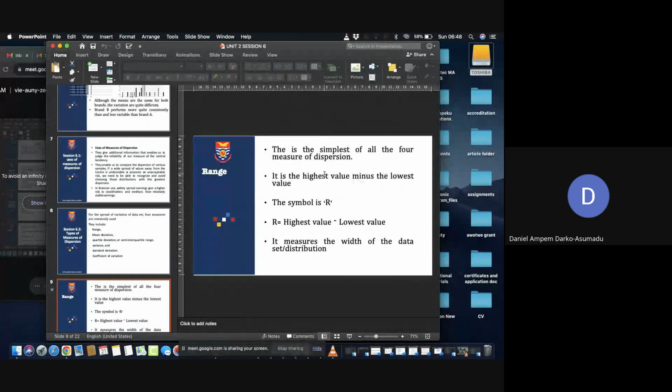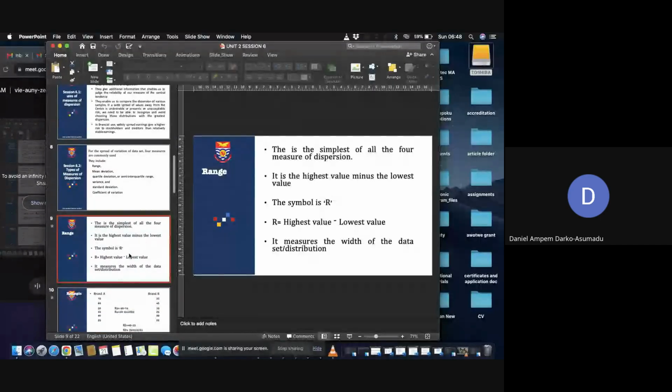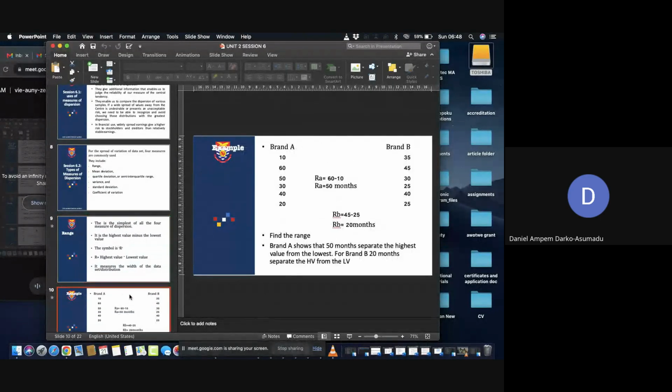The range is calculated by taking the highest value minus the lowest value. Its symbol is R. So if you are calculating the range, it's the highest value minus the lowest value in the data set. It measures the width of the distribution. Using the same brand of paint example, the range for brand A is 60 minus 10. The highest value is 60 and the lowest is 10, which gives you 50 months. Brand B is 45 minus 25, which gives you 20 months.